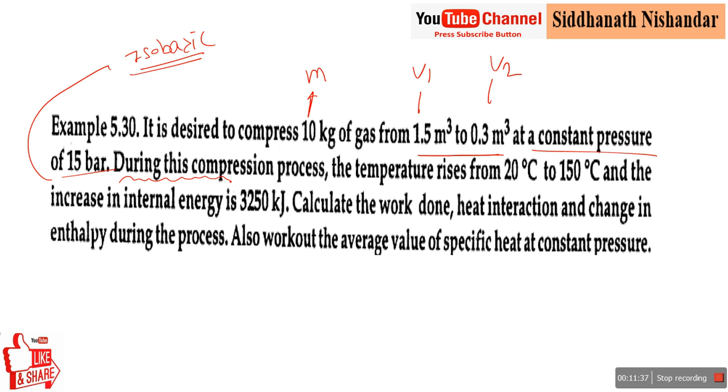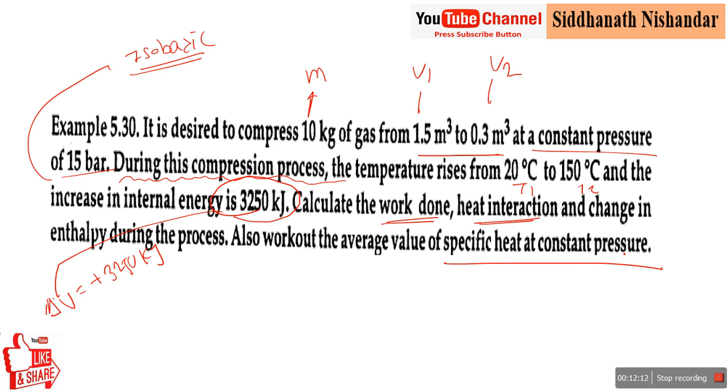See here, they mention that during this compression process the temperature rises from T1 to T2, 20 degrees Celsius to 150 degrees Celsius, and the increase in internal energy, that is dU or delta U, is positive 3250 kilojoule. Calculate the work done for the isobaric process, the heat interaction dQ, the change in enthalpy dH, and also work out the average value of specific heat at constant pressure.